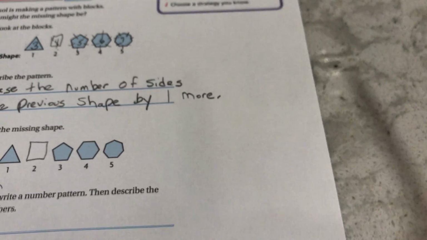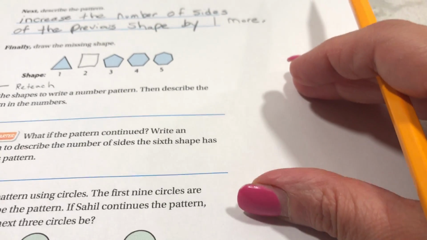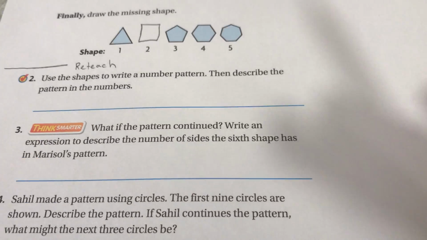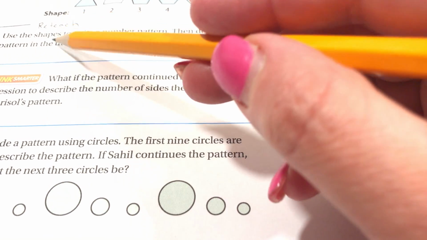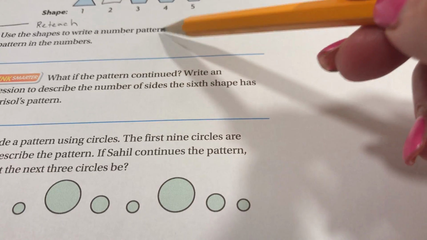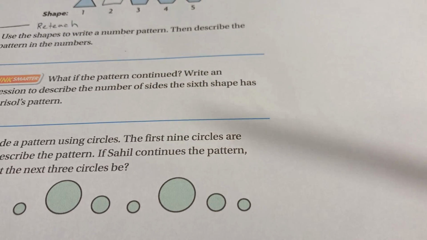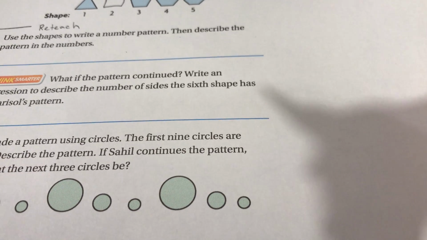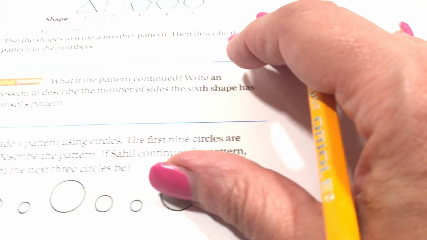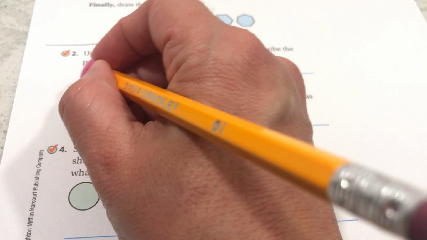Okay. Let's do number 2 before we do the reteach sheet, so I remember to do it. Use the shapes to write a number pattern. Then describe the pattern in numbers. Okay, so it wants us to write a number pattern. So let's do that. We're going to start off, of course, with 3.